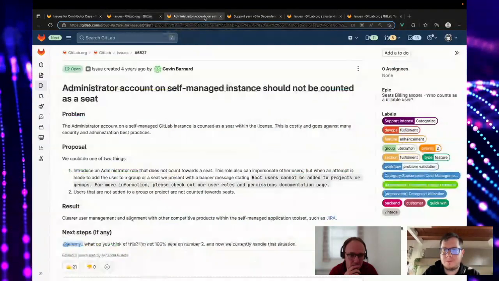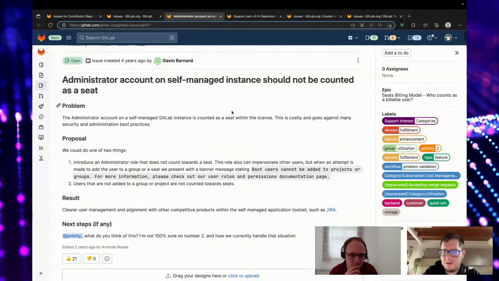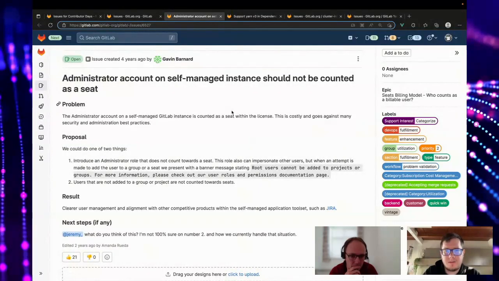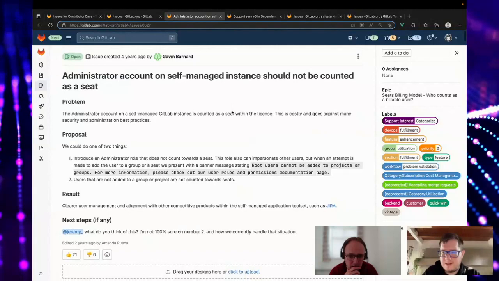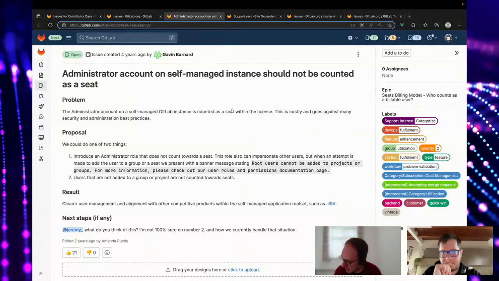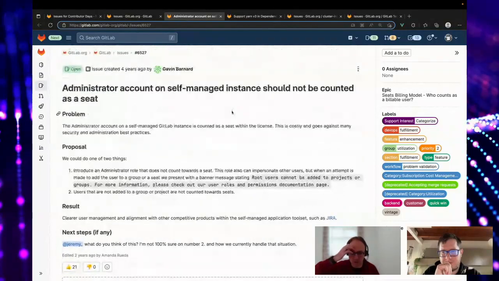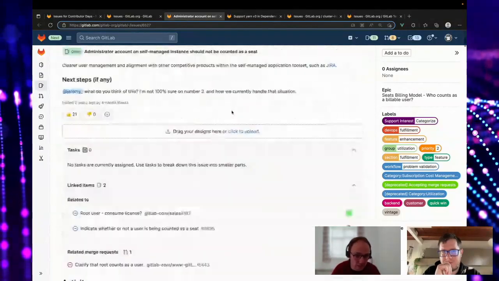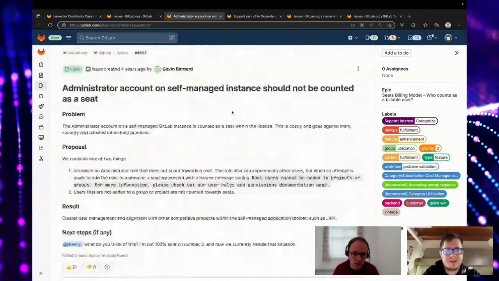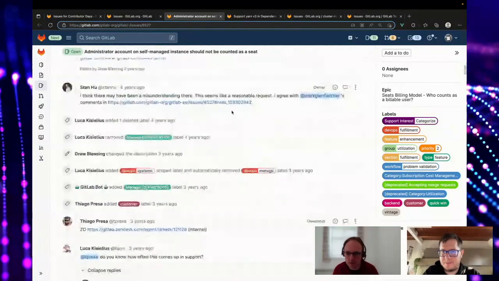Well, this could be a fairly quick win, I think. Administrator account on self-managed instance should not be counted as a seat. Yeah, I think it kind of makes sense. I would be interested to see what product managers have looked at this specifically, because it's been looked at some time ago. Yeah, this is 4 years old, and there's a lot of discussion going on.